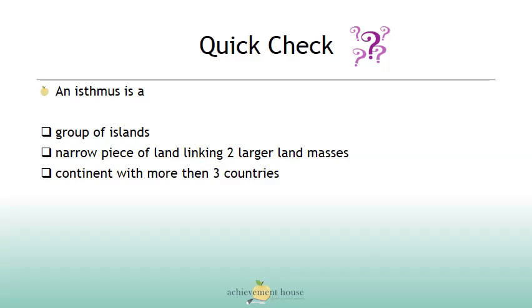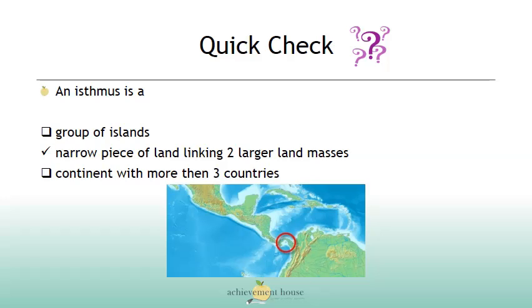An isthmus is a group of islands, a narrow piece of land linking two larger land masses, or a continent with more than 3 countries. If you said a narrow piece of land linking two larger land masses, you'd be correct. Remember, Central America is an isthmus connecting North America and South America.